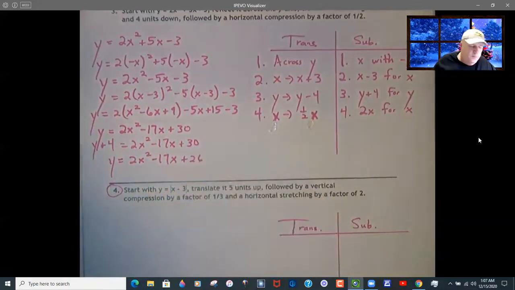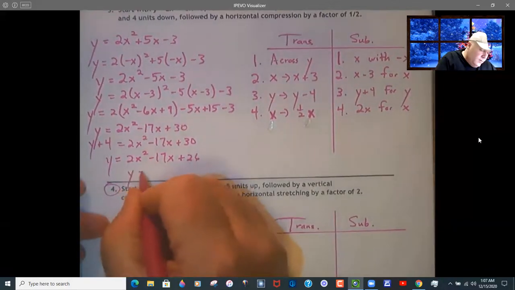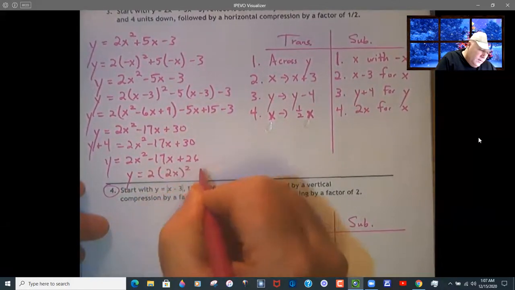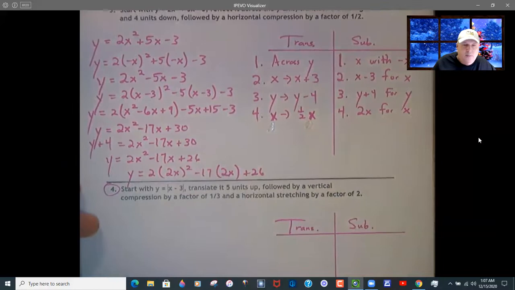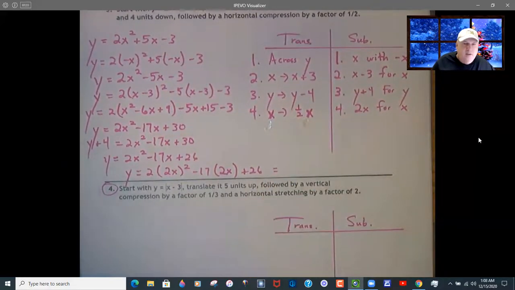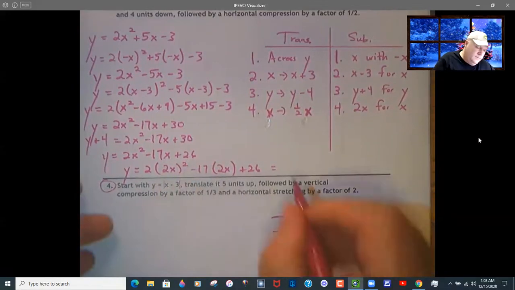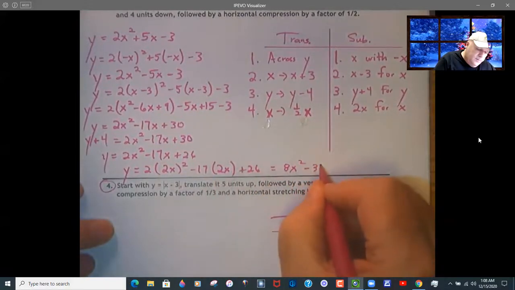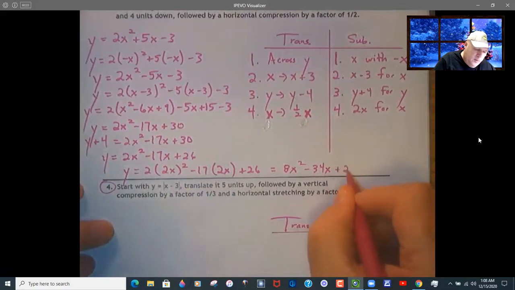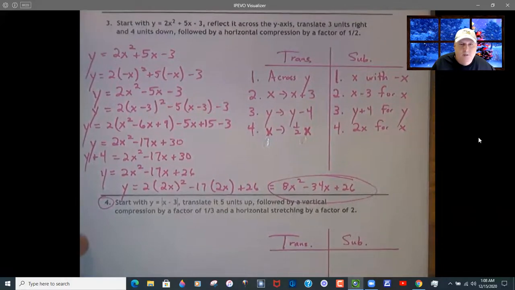Plus 26. And then the last one is 2x goes in for x, and then you simplify. So make sure you indicate the 2x. So you see all these algebra steps and having to take things to powers and to get your final. So this is going to be 2 times 2 squared, which is 8x squared. And then 30 minus 34x, and then plus 26. So that's a whole lot of work to get to the final thing.